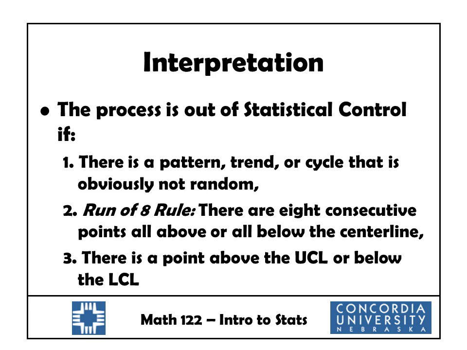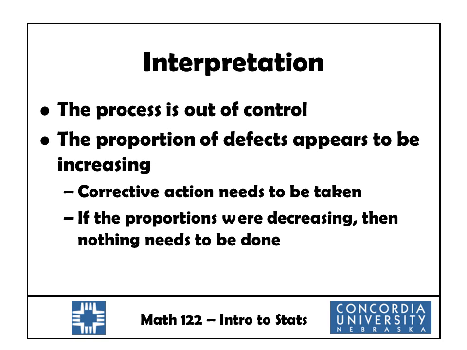Okay, now we interpret this using 3 criteria. We say the process is out of statistical control if, number 1, there is a pattern, trend, or cycle that is obviously not random. Number 2, run of 8 rule. There are 8 consecutive points all above or below the center line. And then number 3, there is a point above the upper control limit or below the lower control limit. And so in this one, what we saw from the control chart is that we have kind of an increasing pattern. It's kind of steadily going upwards as we go from left to right. So that is a non-random pattern, and so we would conclude that it is out of control.